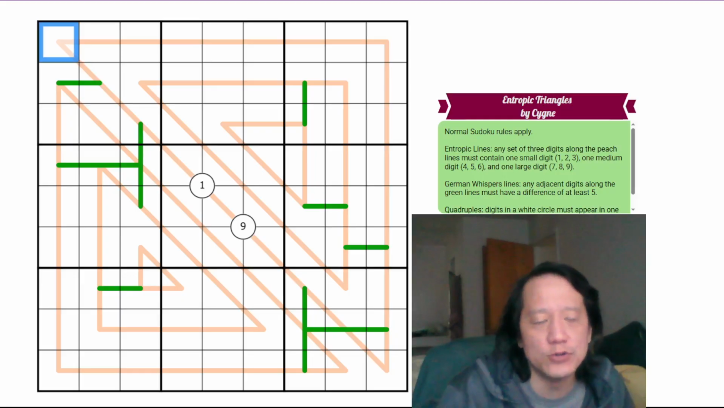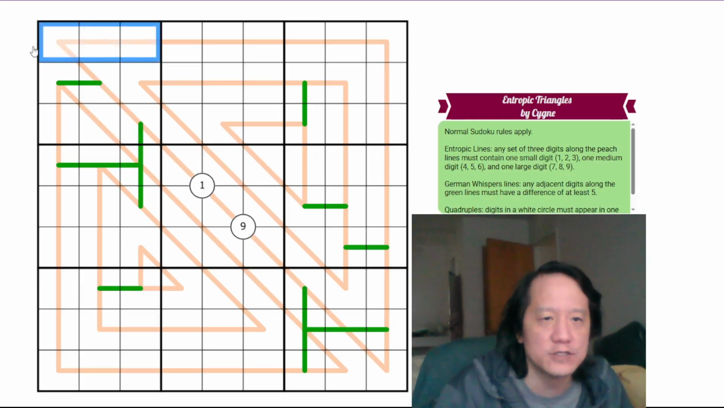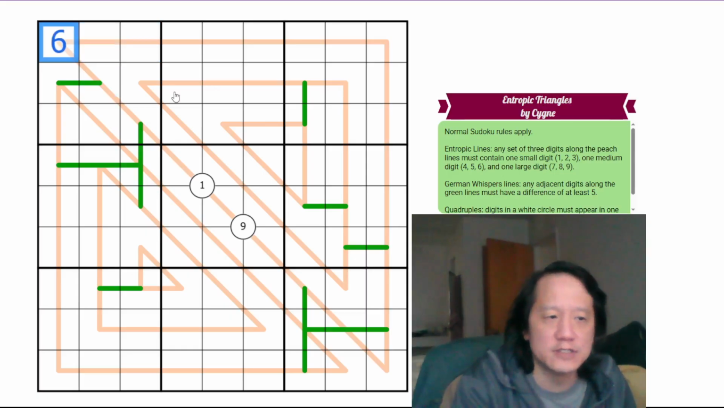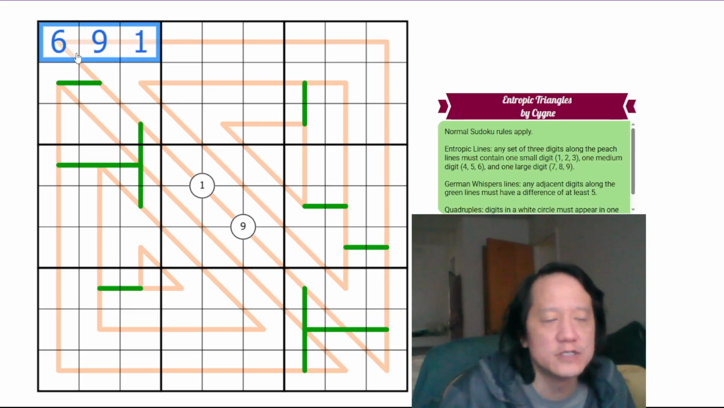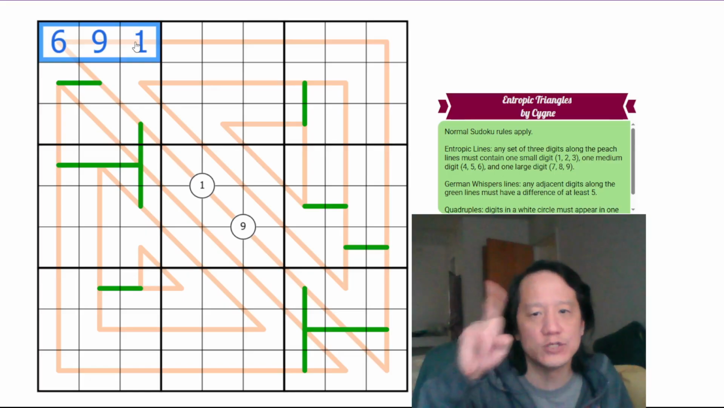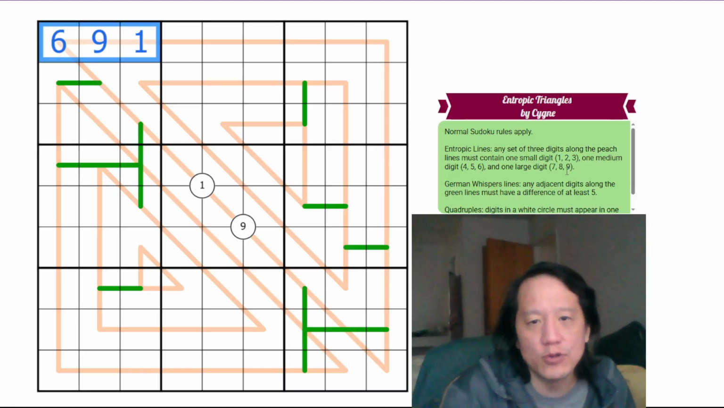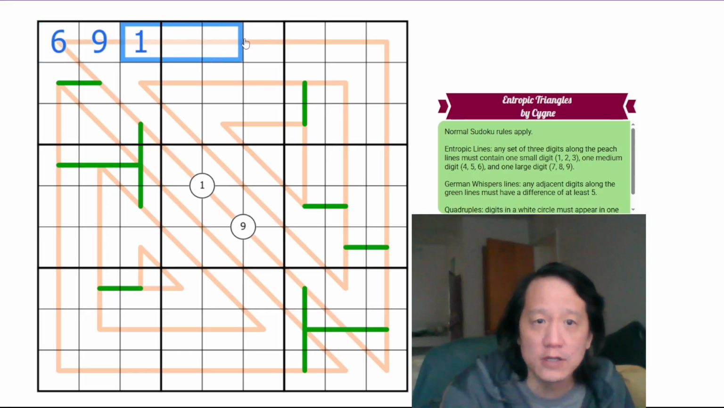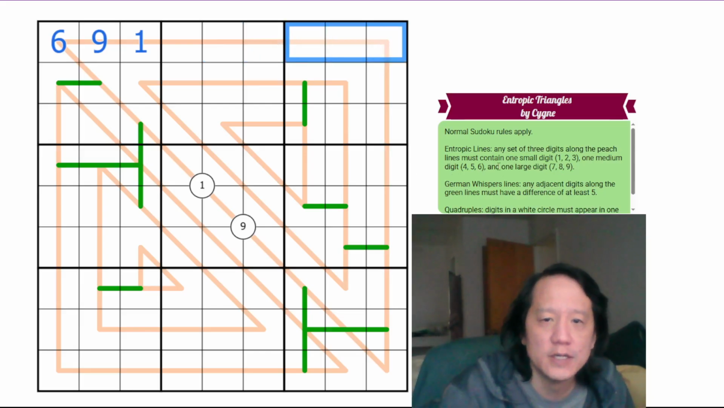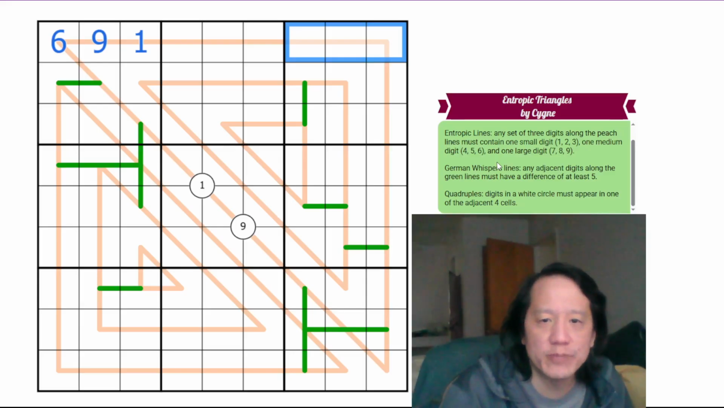As an example, to fulfill this criteria along these 3 cells, you could have something like 6, 9, and 1. This would be valid because in these 3 cells, you have one low digit, which is 1, one medium digit, which is 6, and one high digit, which is 9. So that's an example of how an entropic line works, and again, this is for any 3 cells along an entropic line. You have to satisfy that criteria.